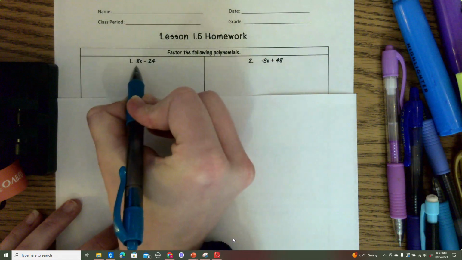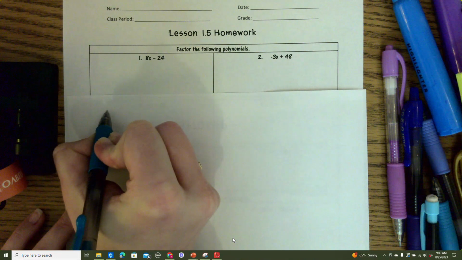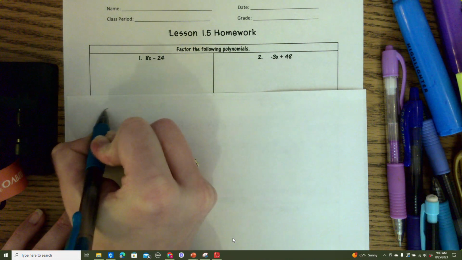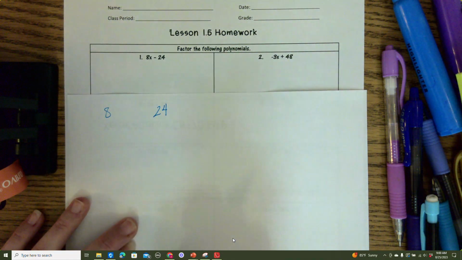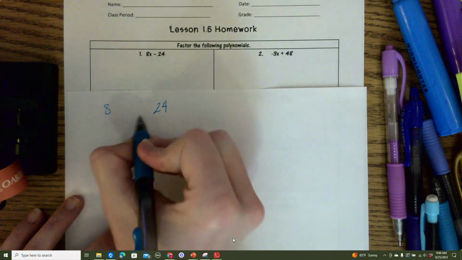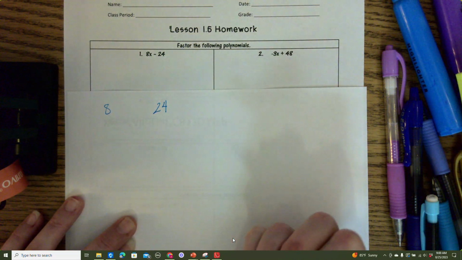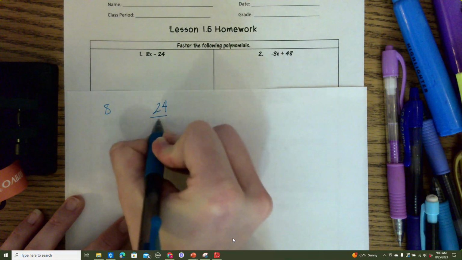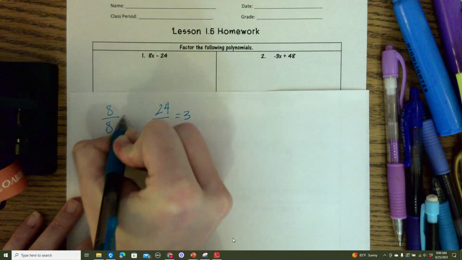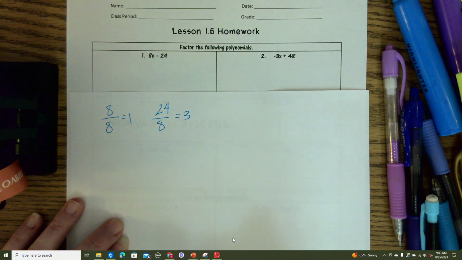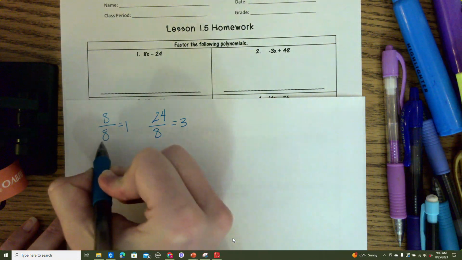So what I've got here is I've got an 8x and I've got a negative 24. So what that means is I've got an 8 and a 24. Those are the only two numbers that I'm worried about. So the first thing I check is, is 24 divisible by 8? Yeah, I can divide 24 by 8 and I get a 3, which means I can divide 8 by 8 and I get a 1. Okay? So what that means is I can factor an 8 out.